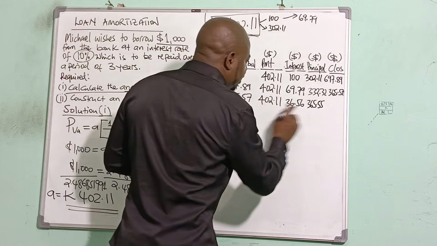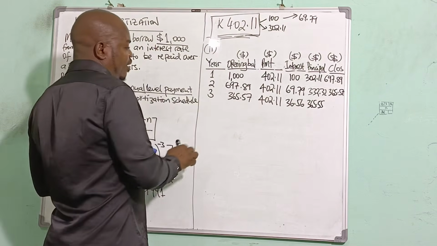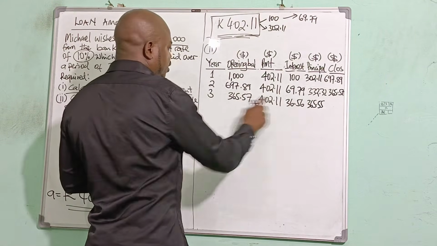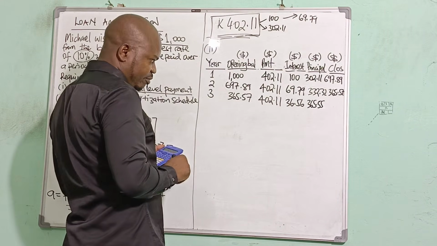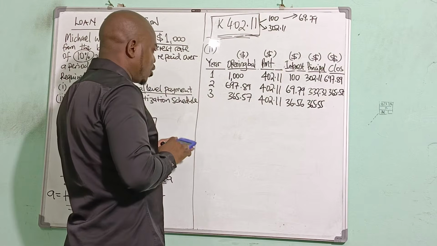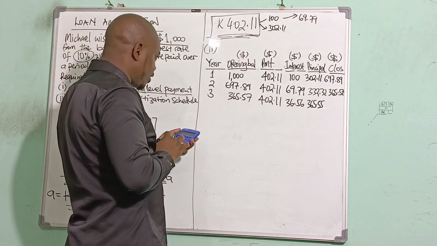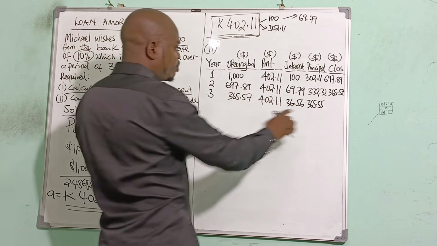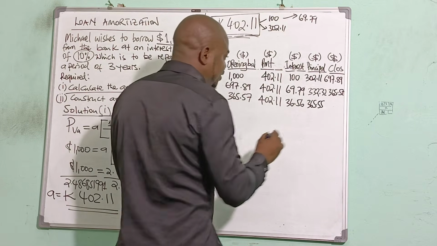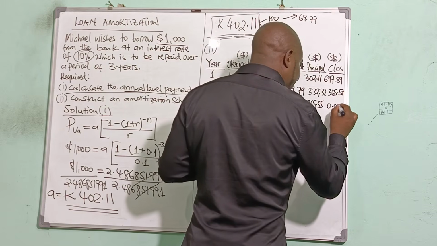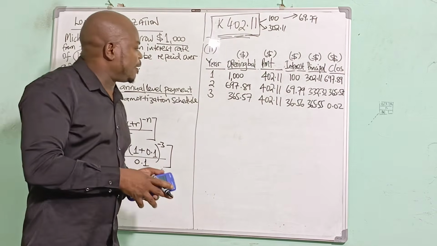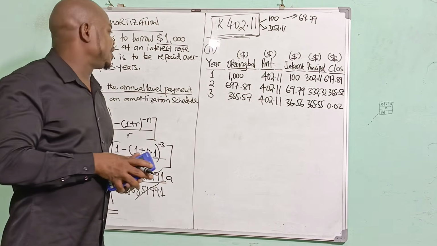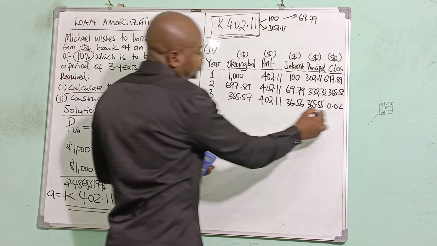So 365.55 is what is going to reduce my opening balance for year 3 to give me my closing balance for year 3. So I do 365.57 minus that, and I'm getting 0.02.